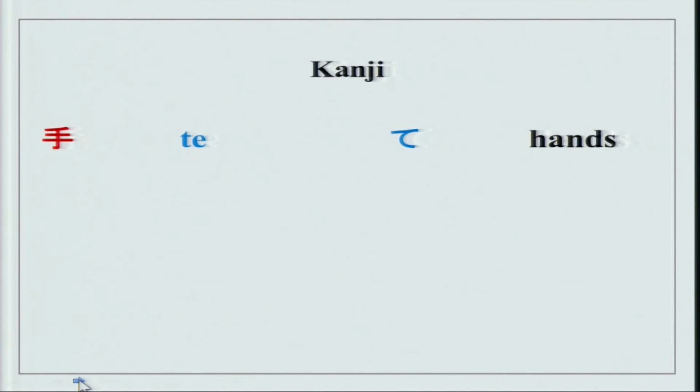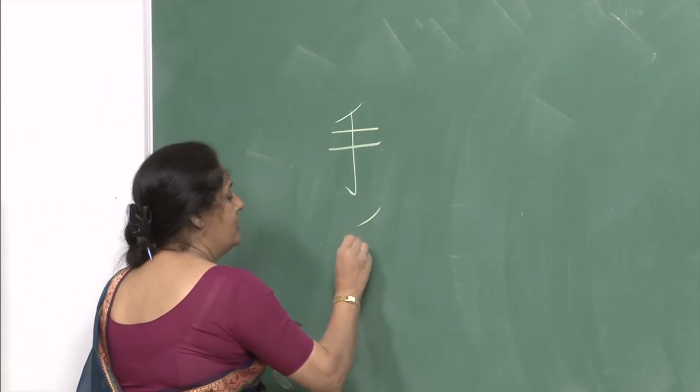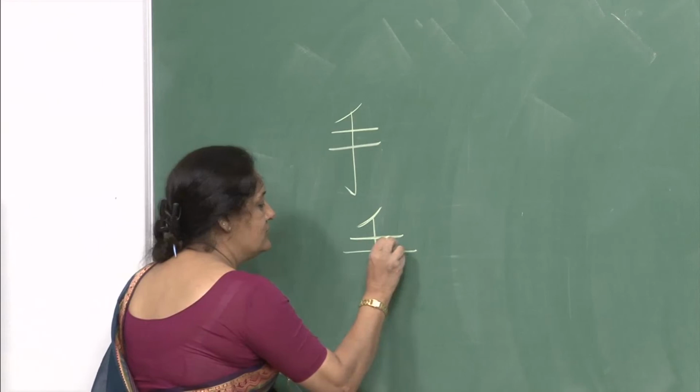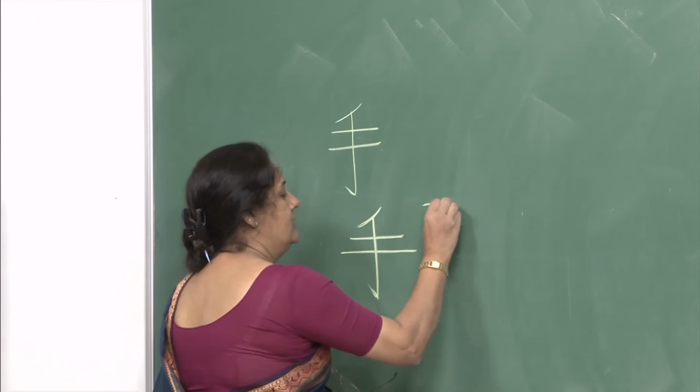Now, some very simple kanjis today. Very, very simple. Two new characters for you. One is te, which is hand, and the other one is ashi, which is foot. So, I will make te for you first. Te like this. 1, 2, 3 and 4. Now you will see 1 is like this, 2 is a little longer than this, and then the third one is the longest of them all, and you have it here, a straight one. This is te.